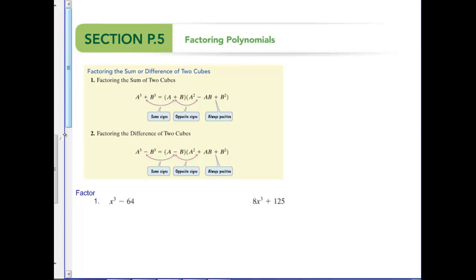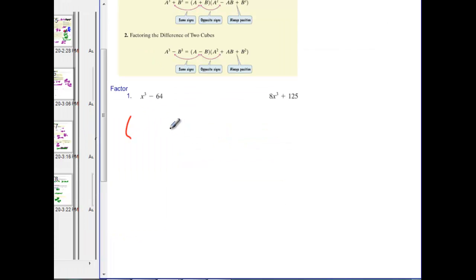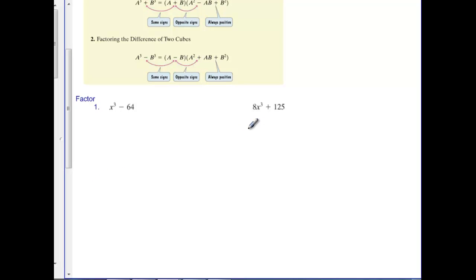Factoring cubes. So cubes, the way I remember these. Let me back up. I need to figure out what I cube to get each of these. I'm going to do the harder one first. What do you cube to get 8x cubed? 2 what? 2x. So this is 2x cubed. What do you cube to get 125? 5.